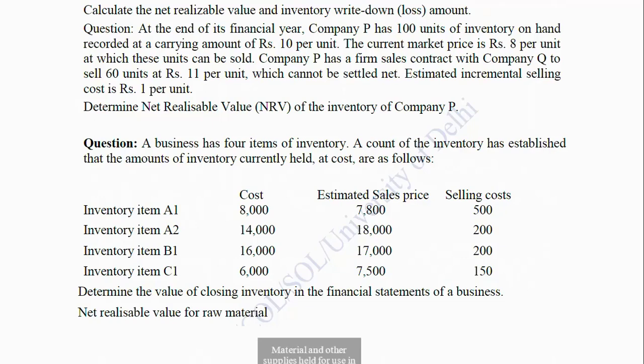Question: a business has 4 items of inventory. A count of the inventory has established that the amounts of inventory currently held at cost are as follows. In the first column we have inventory item, in the second column we have cost, in the third column we have estimated sales price, and in the fourth column we have selling cost.